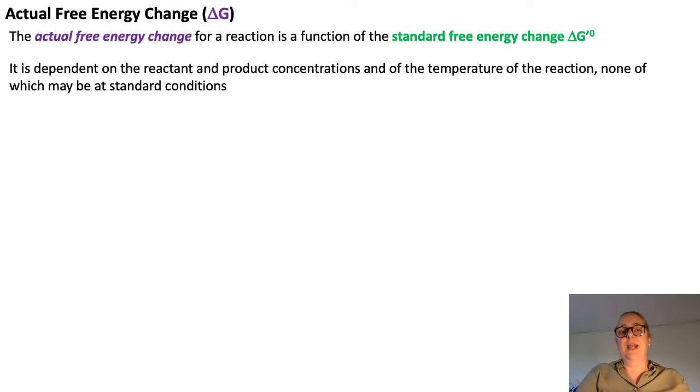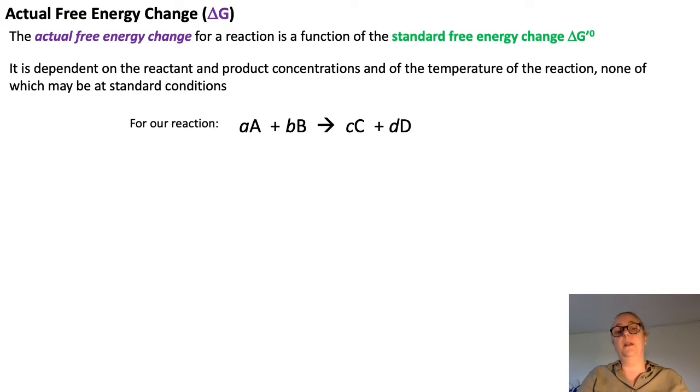So the actual free energy change for a reaction essentially is a function of a standard free energy change. It's dependent on the reactant and the product concentrations, and also of the temperature of the reaction, none of which may be standard at standard conditions. So for our reaction, we have small a times A plus small b times B gives us small c times C plus small d times D.